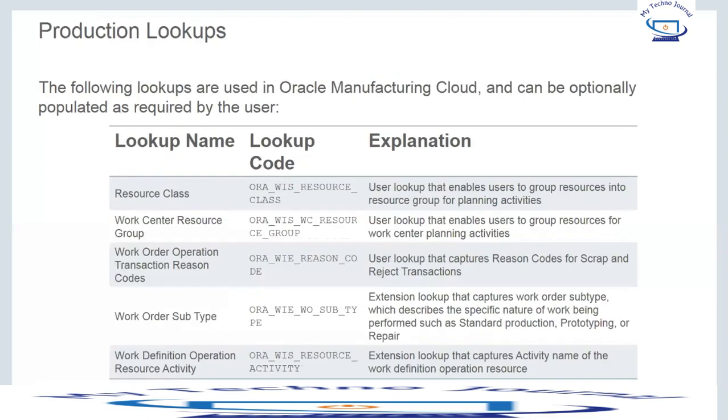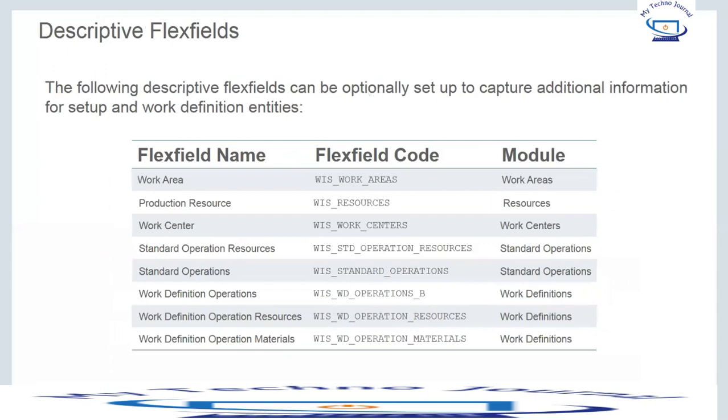Certain profile options are available, like resource class, work center resource group, work order operation transaction reason codes, work order subtypes, and work definition operation resource activity. All these are lookups available, and these lookups can be leveraged for defining some more values as per the business requirement, and can be used when and where required.